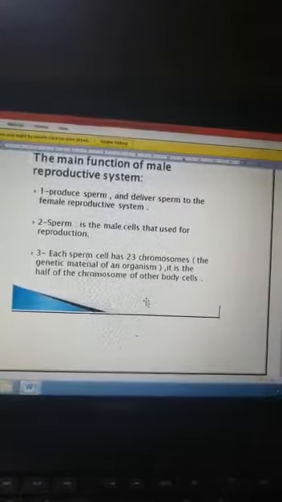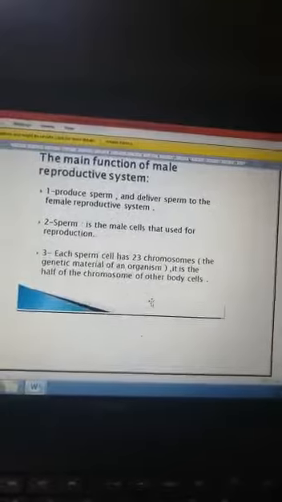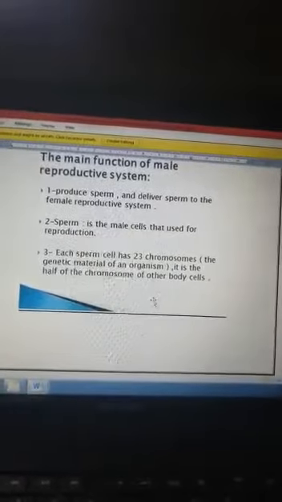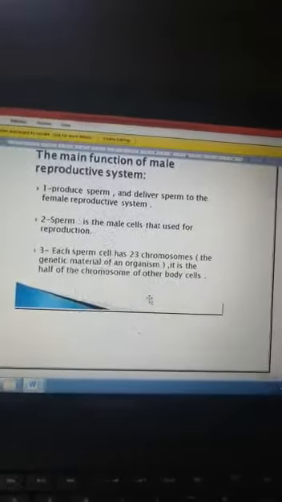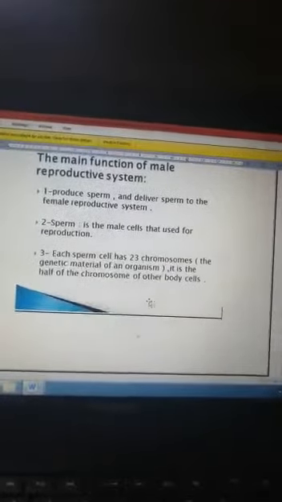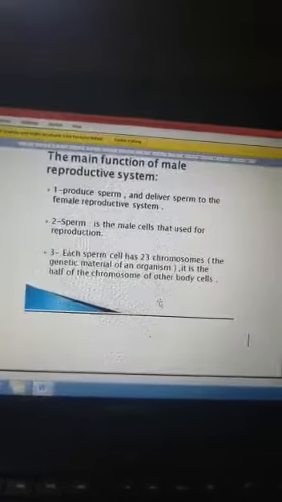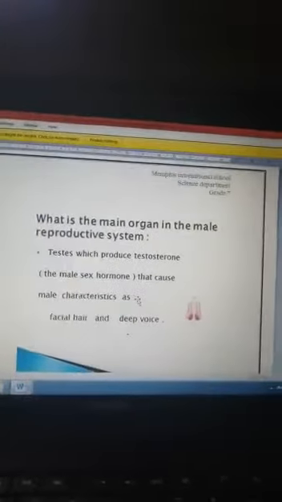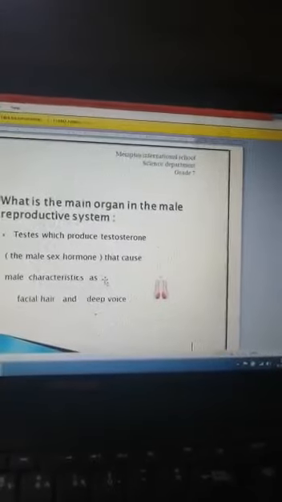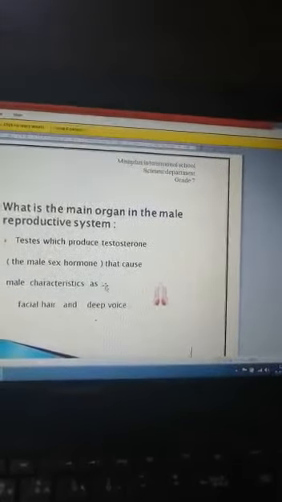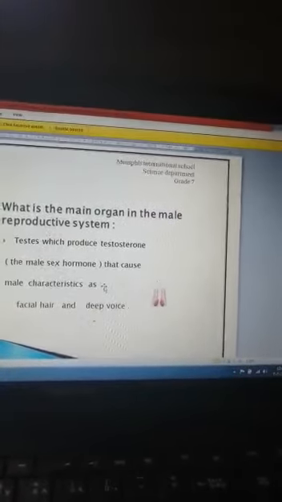What is the sperm? It is the male cells that are used for reproduction. Each sperm has 23 chromosomes. What is the main organ in the male reproductive system? Testes, which produce testosterone.